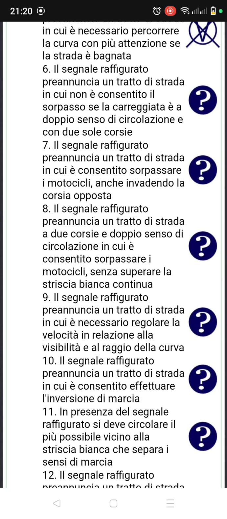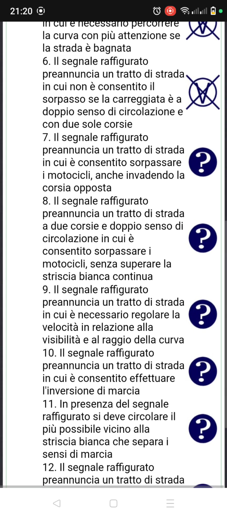Number 6. Il segnale raffigurato pronuncia un tratto di strada in cui non è consentito il sorpasso se la strada è a doppio senso di circolazione è con due sole corsie. Yes, it's true. This sign figure is announcing a section of the road in which overtaking is not allowed. Se la carreggiata è a doppio senso di circolazione, if the carriageway is two-way, e con due sole corsie, with only two lanes, you can't do overtaking, and it's true.